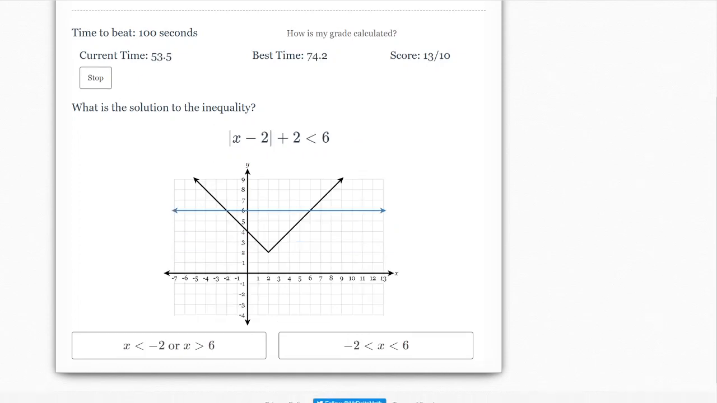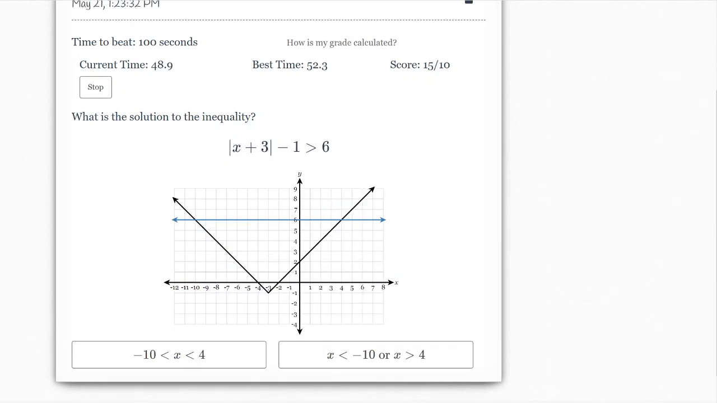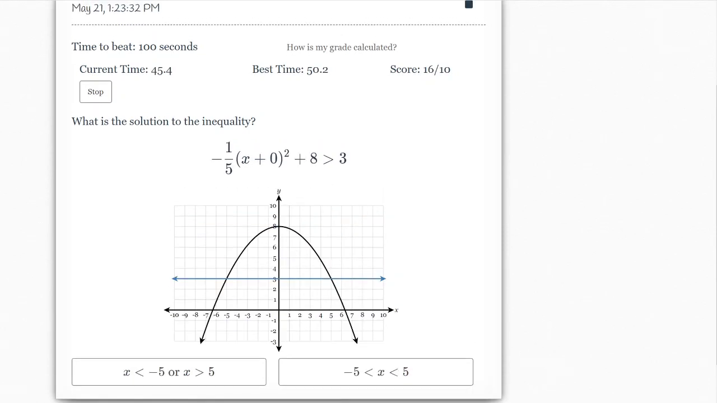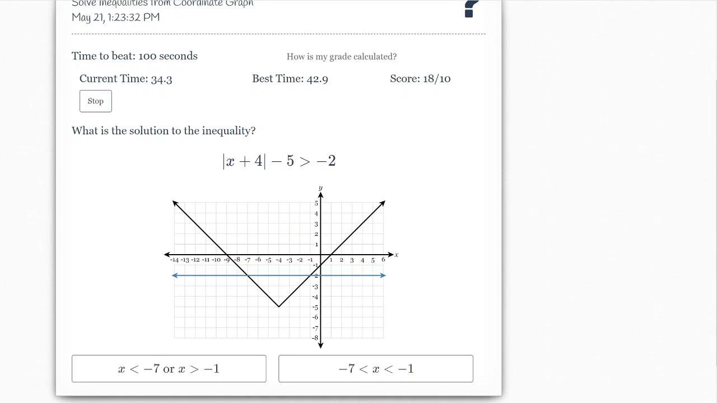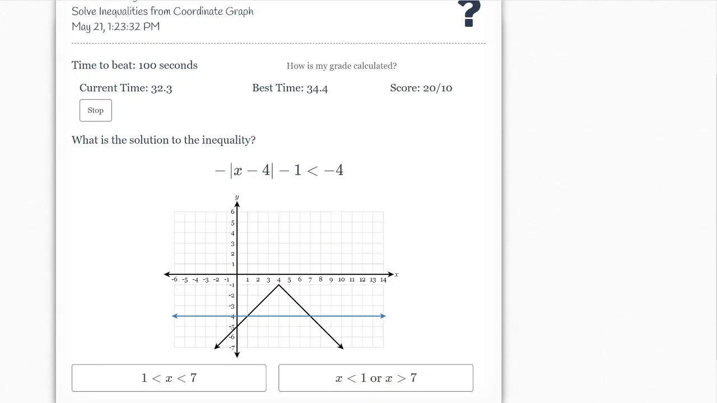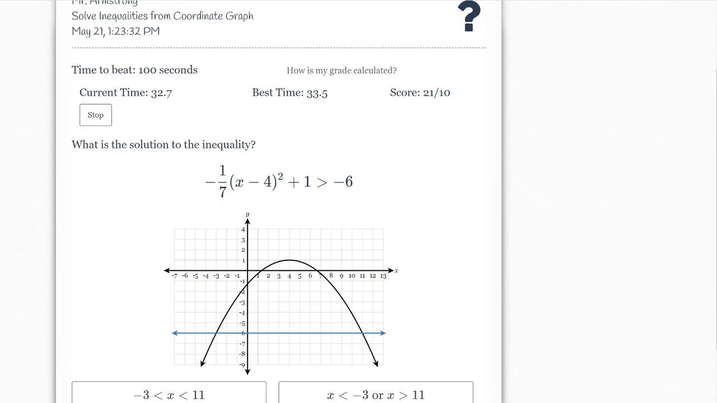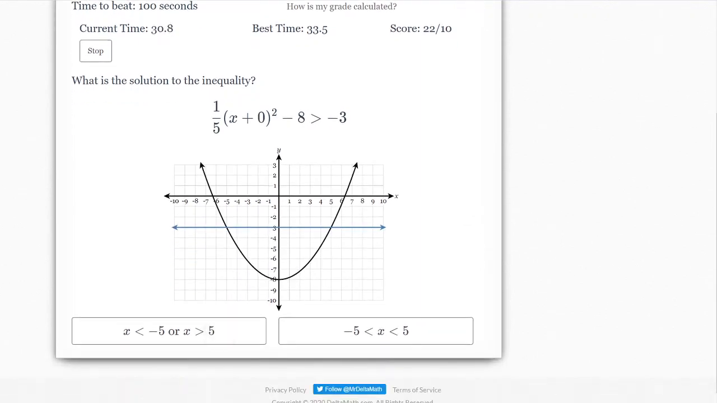Less than is the one interval inside. Less than is the one interval inside. Greater than is the two intervals outside. Greater than is the one interval inside. Less than is the one interval inside. Greater than is the two intervals outside. Less than is the one interval inside. Less than is the two intervals outside. Greater than is the one interval inside. Greater than is the two intervals outside.